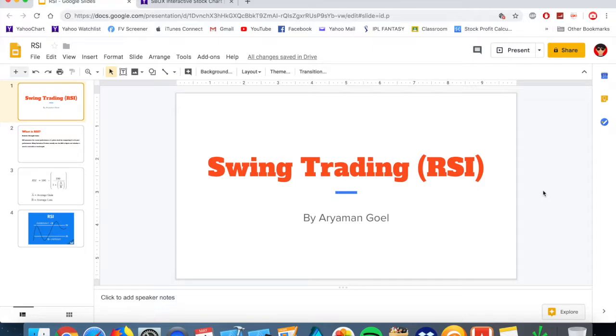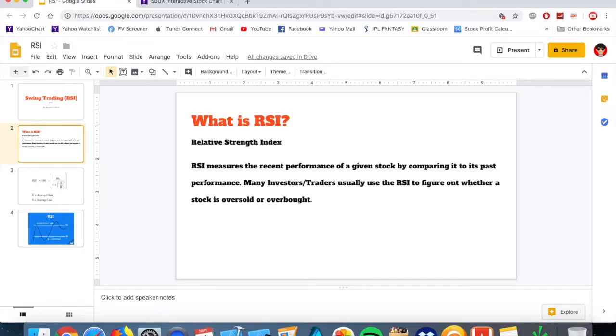So today I'm going to be talking about RSI, what it is, and how you can use it in your trading. Getting to what it is, it stands for Relative Strength Index, and it measures the recent performance of a given stock by comparing it to its past performance. Many investors and traders usually use the RSI to figure out whether a stock is oversold or overbought.